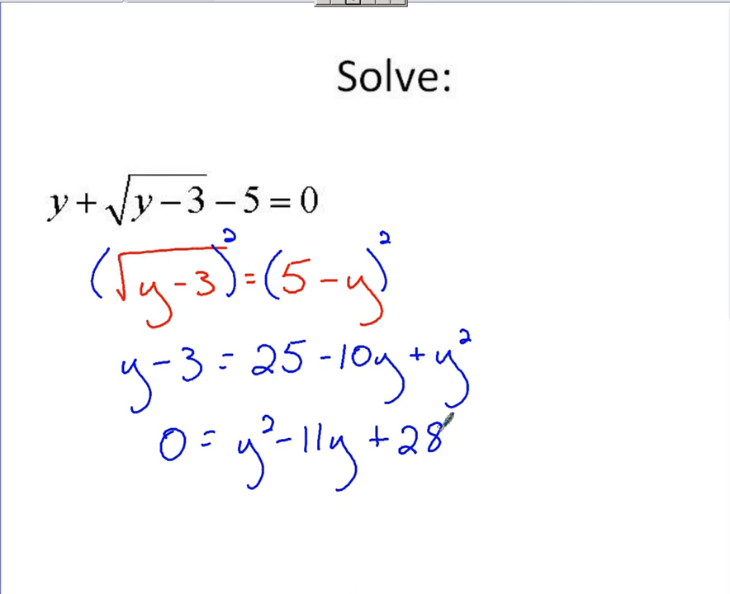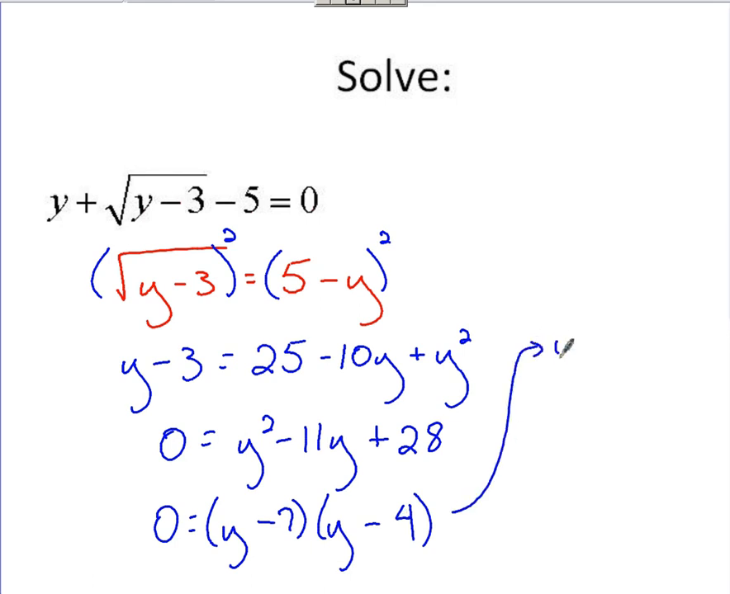We got something factorable here. Looks like 7 and 4 could work, right? In fact, everything's minus. So set each factor equal to 0, solving for y. y would be 4 and 7.